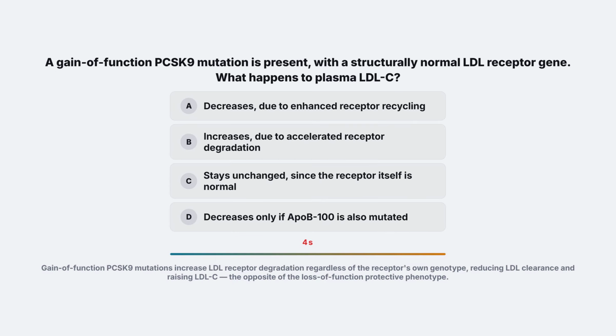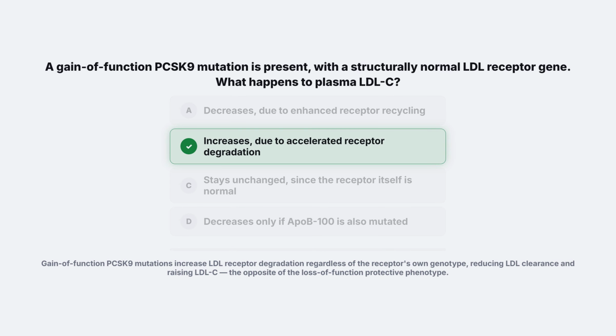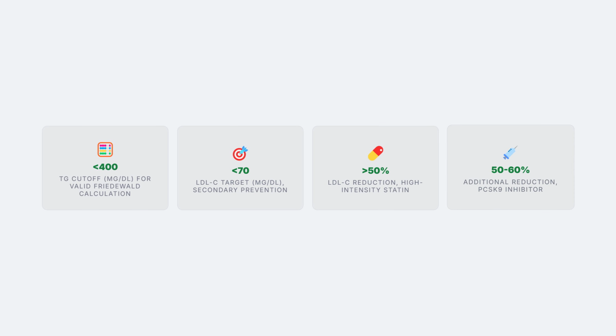Quick check before we close. A patient's LDL receptor is functioning normally, but PCSK9 has a gain-of-function mutation. What's the most likely effect on plasma LDL-C? Carry these numbers back to your revision notes. Friedewald validity cutoff at triglycerides under 400, secondary prevention LDL target under 70, high-intensity statins cutting LDL by over 50%, and PCSK9 inhibitors adding another 50 to 60% on top.